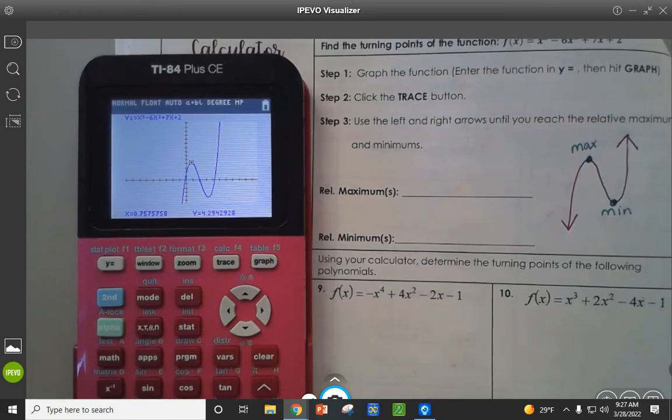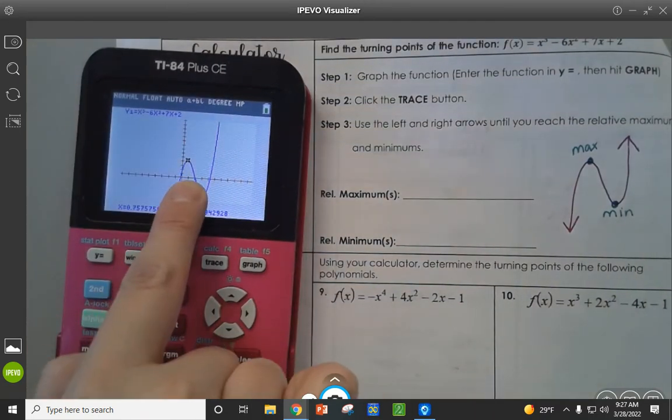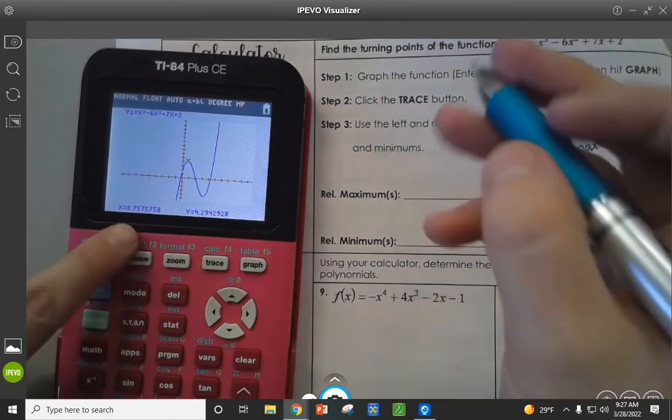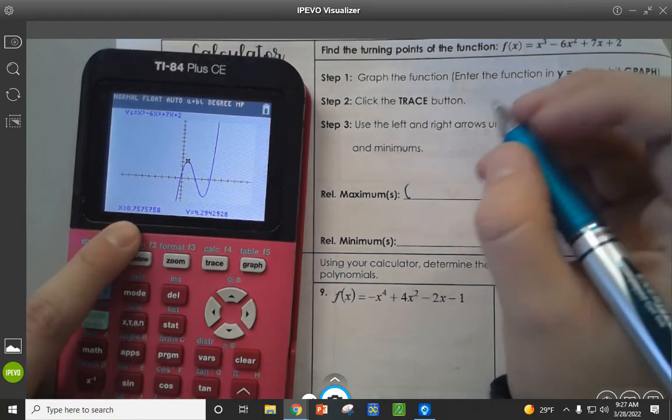Now, because we're using the trace button, your numbers could be slightly off from mine, because if you're not in the exact spot that I am, it could be off a little bit. So just keep that in mind. But if it's way off, then I know something's wrong. But if it's like 1 decimal place off or something, that's okay. So this one that my cursor is on is the maximum because it's at the top of the hill. And I want you to round to 2 decimal places.